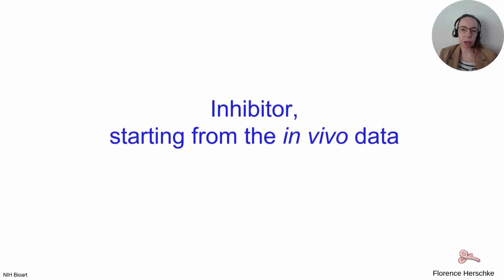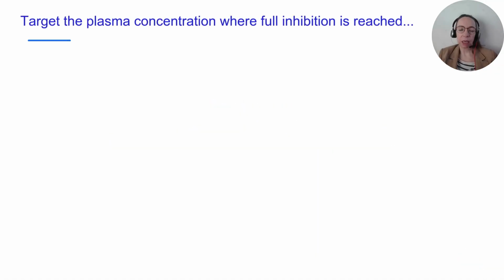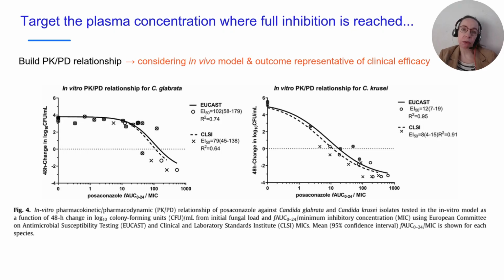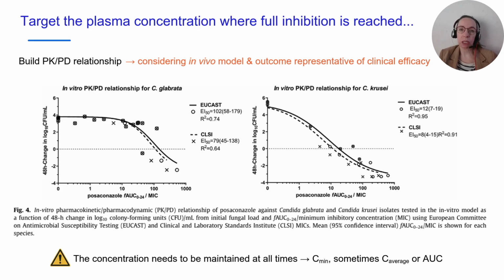Let's now move to the strategy for an inhibitor, starting from in vivo efficacy data. Here, the goal is to target the plasma concentration where full inhibition is reached. Here, you will need to build a PK-PD relationship and, most importantly, to consider an in vivo model and outcome which is representative of human clinical efficacy. Once more, you want to reach 100% inhibition at all times, so it is important to consider the concentrations measured in this model as the C mean or the C average or sometimes the AUC.